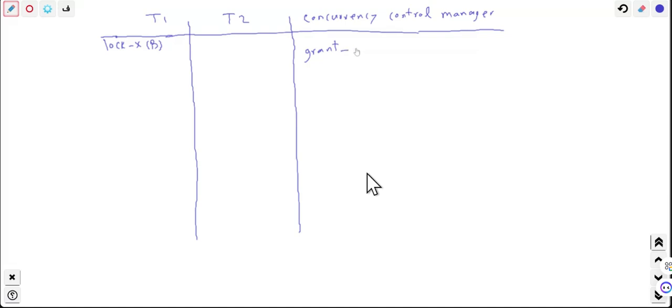Grant lock X on data item B for T1. When this request is granted, T1 can continue and do the following instructions.